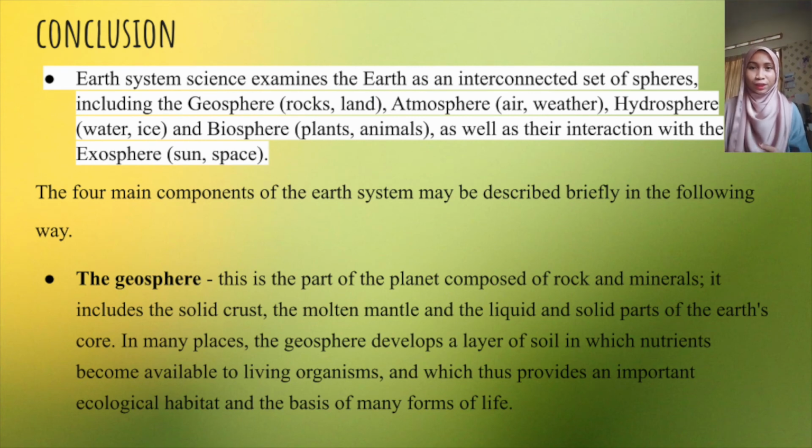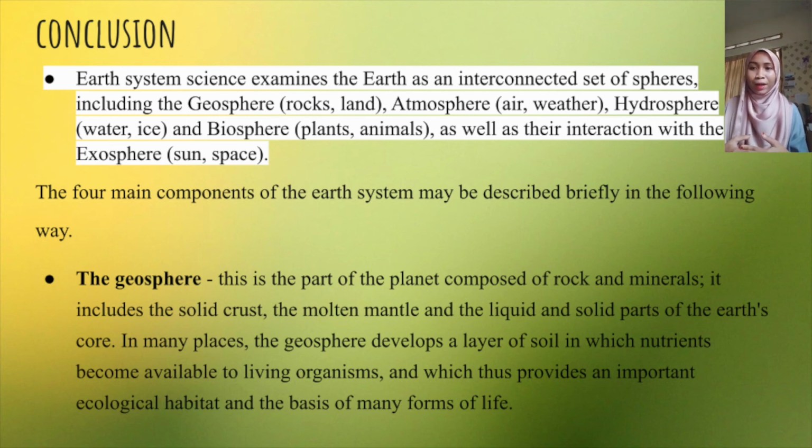So in conclusion, Earth system examines the Earth as an interconnected set of spheres, including the geosphere, which is rock and land, the atmosphere, which is air and weather, the hydrosphere, which is water and ice, and the biosphere, which is plants and animals, as well as their interaction with the exosphere, which is sun and space.